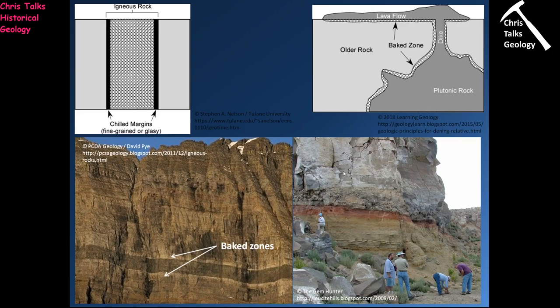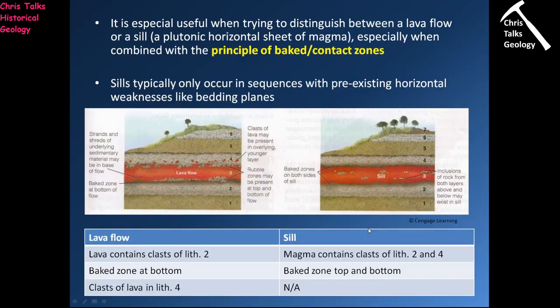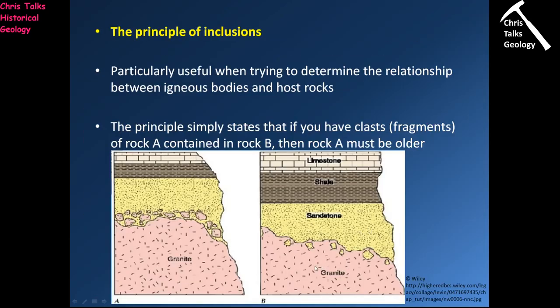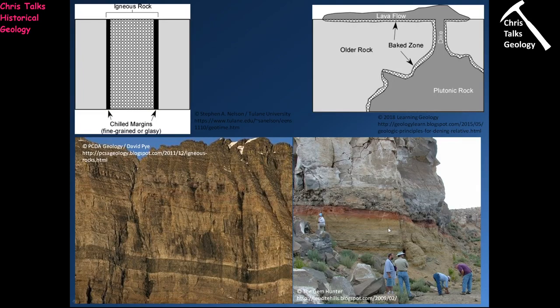Now you'll notice at the bottom of the lava flow, it looks really, really rubbly, and that's because it contains pieces of the sandstone. So straight away, if we go back to our principle of inclusions, we have our lava flow containing pieces of our sandstone, therefore that means the sandstone must have been there beforehand.